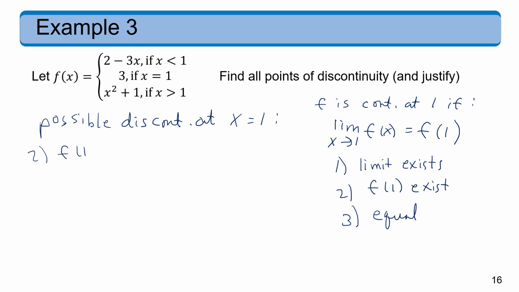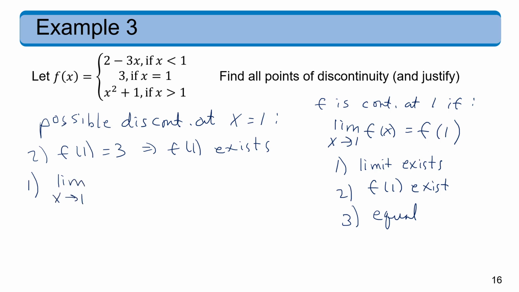Well, let's look at our formula. Since we're wanting to plug in 1 for x, we need to use the second formula, and that means the output is 3. So f of 1 equals 3, so it does exist. So we didn't have a problem there. So let's look at the limit next, which I called number 1. Limit as x approaches 1.